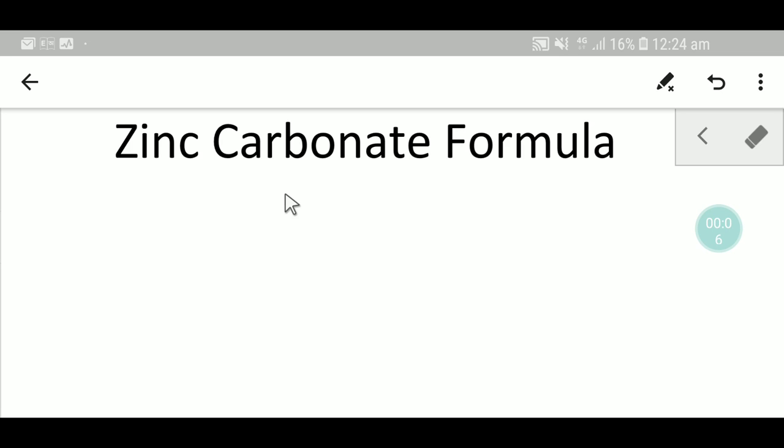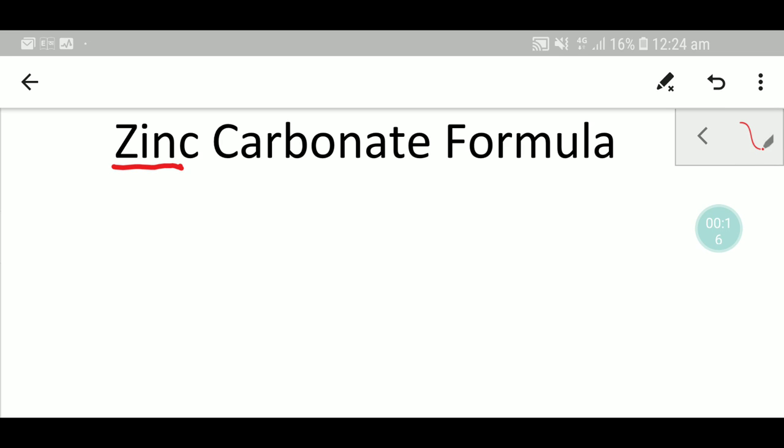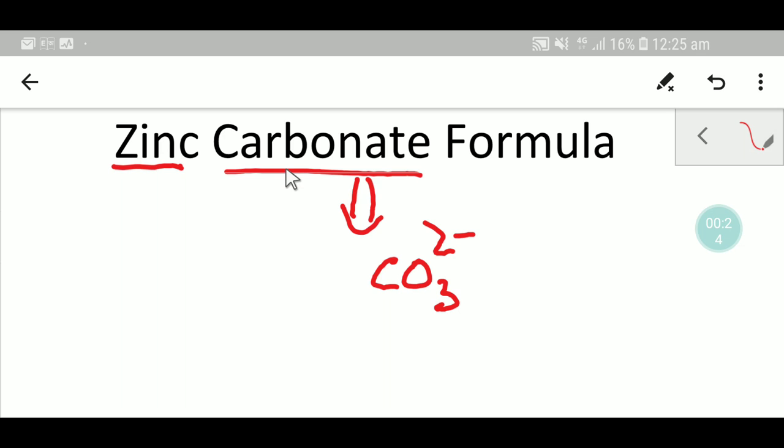Today we are going to learn how to write the chemical formula of zinc carbonate, right? So zinc carbonate has two parts. The first one is zinc and the second one is carbonate. So let me write the formula of carbonate, right? So this is the formula of carbonate and this is the structural formula of carbonate, right?